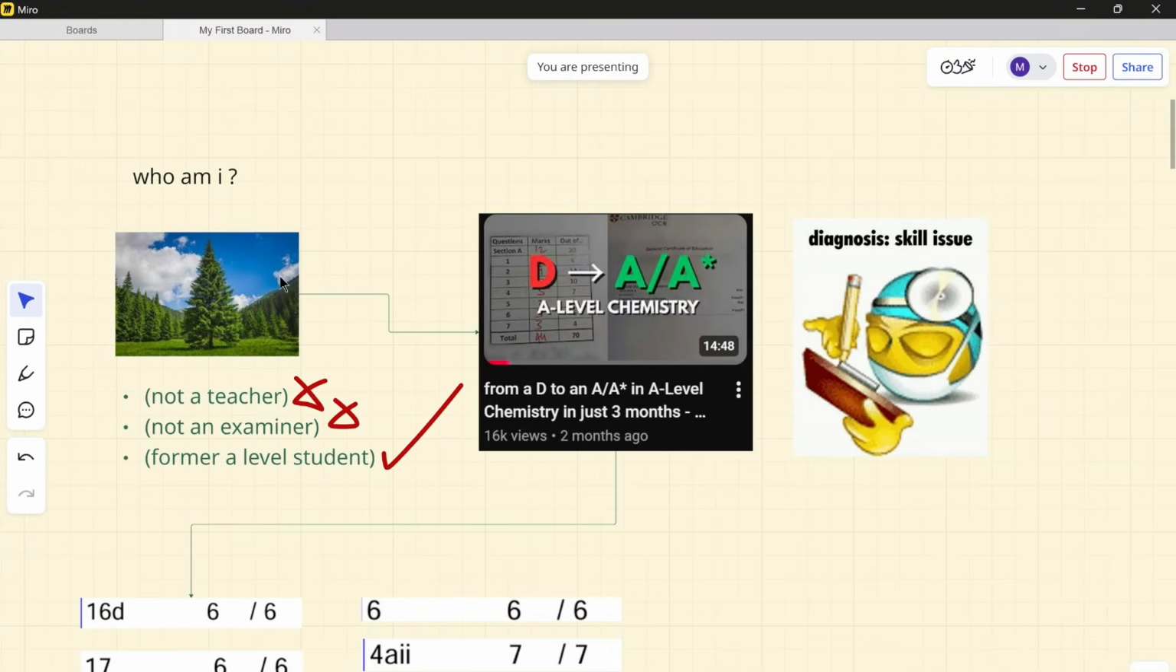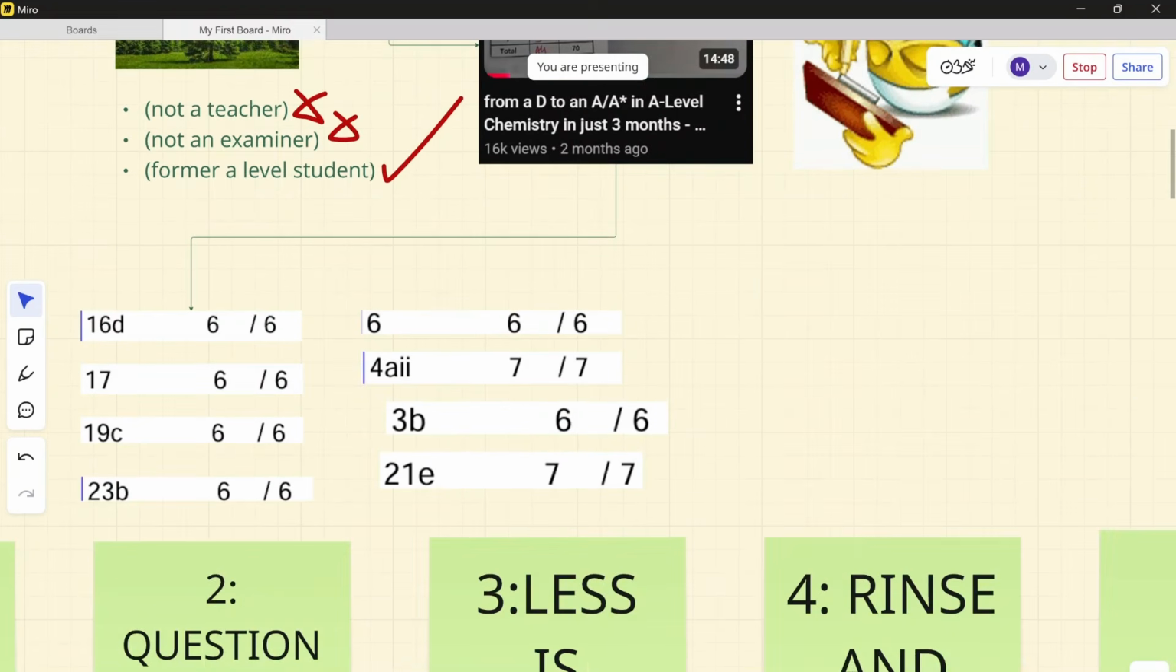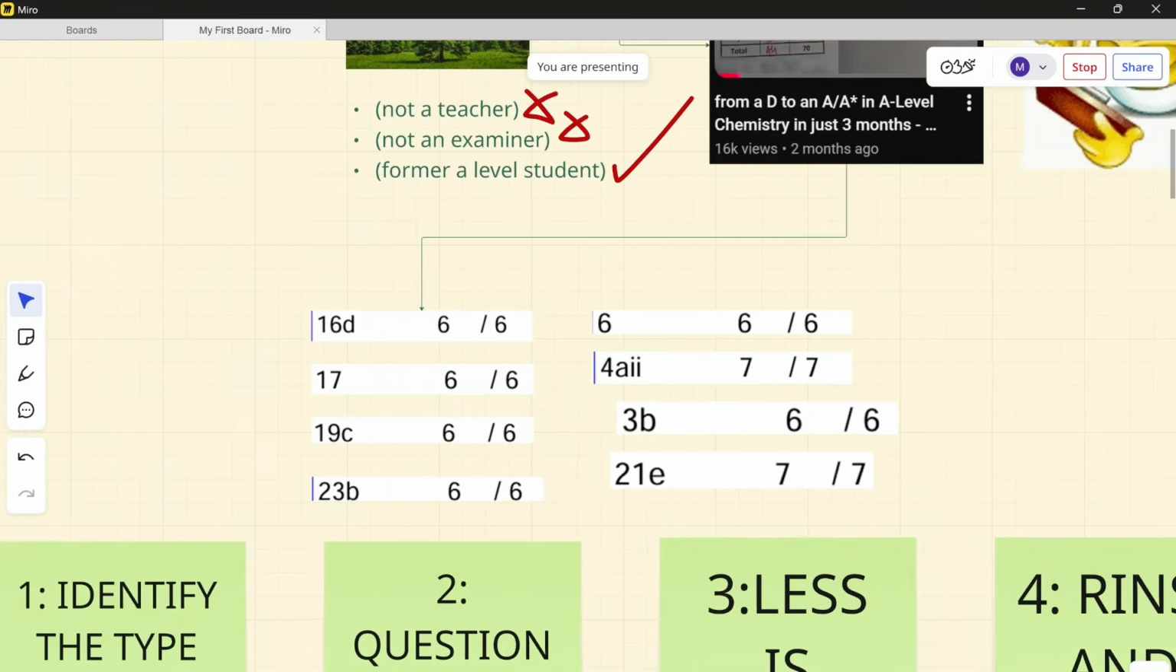If you haven't seen this video already, go watch it. It's gonna help you with that skill issue you have with A-level chemistry. So as you can see here, I got full marks in my 6 markers and 7 markers, all of them in the 2025 exams. So I feel like I can say a little bit about 6 markers.